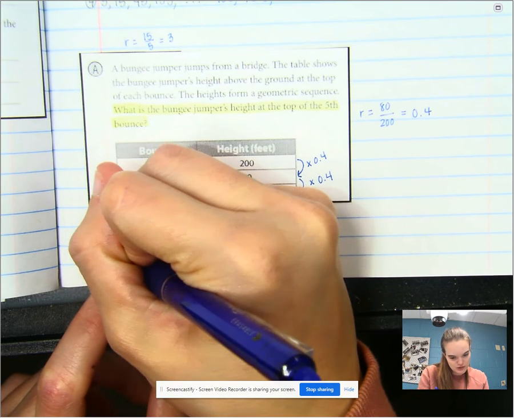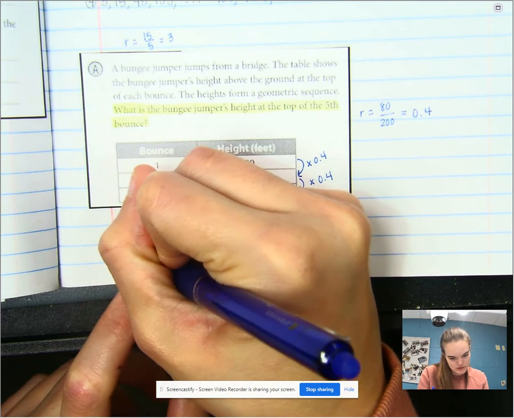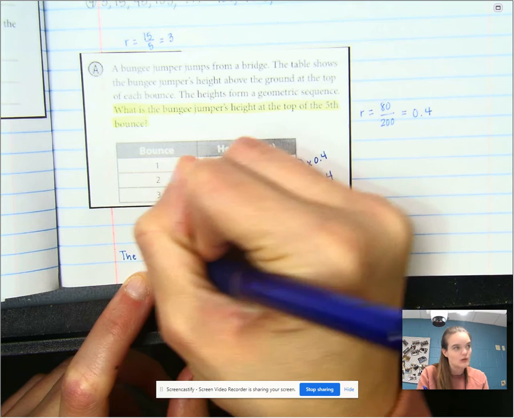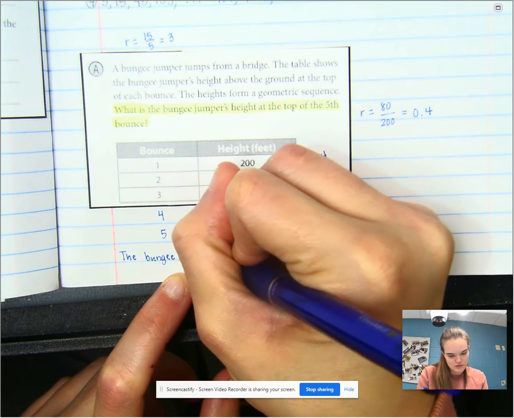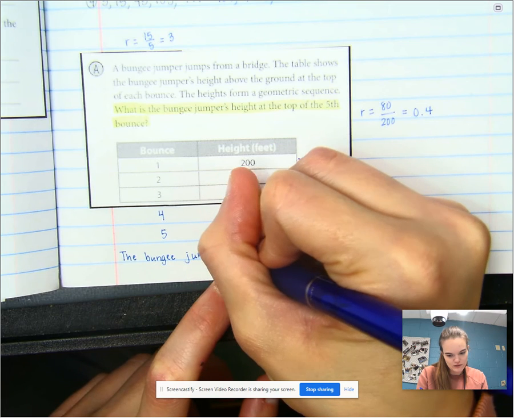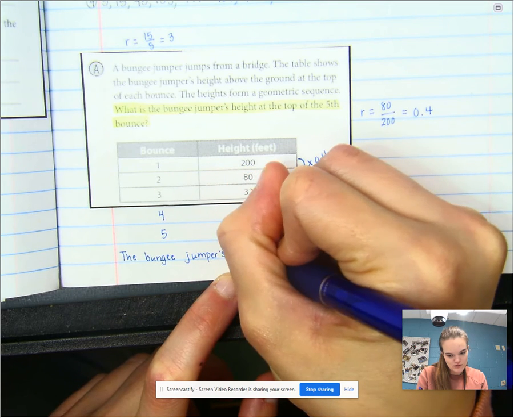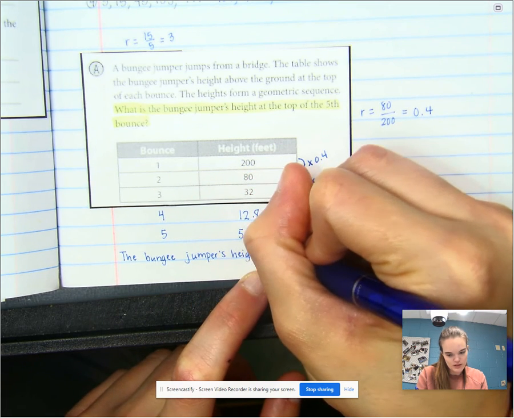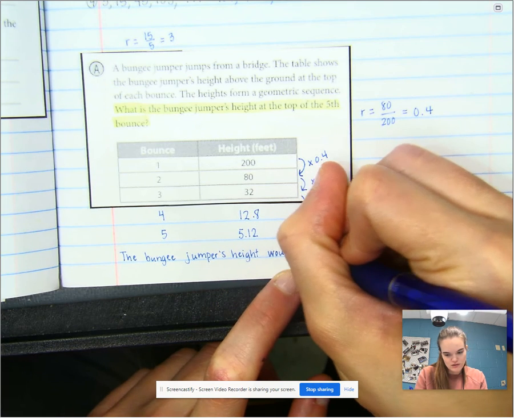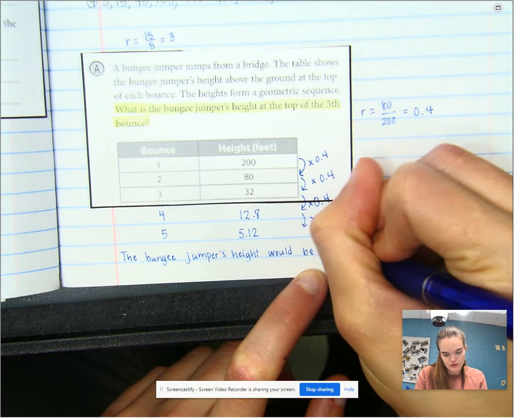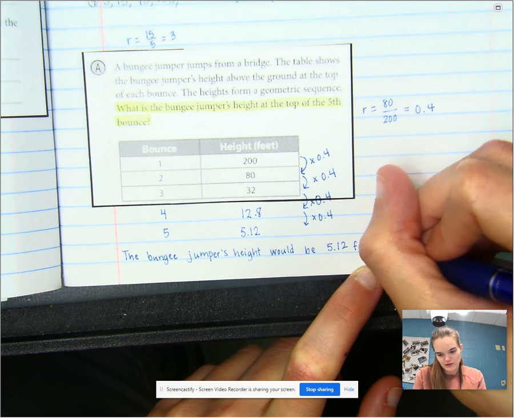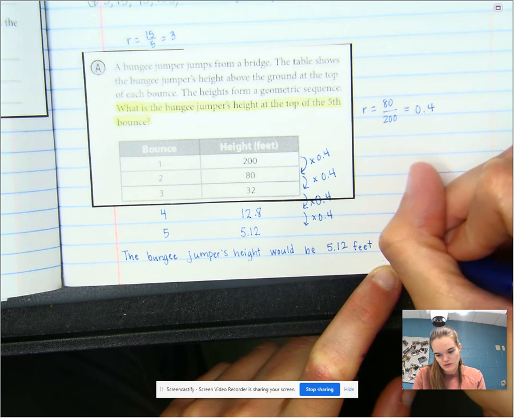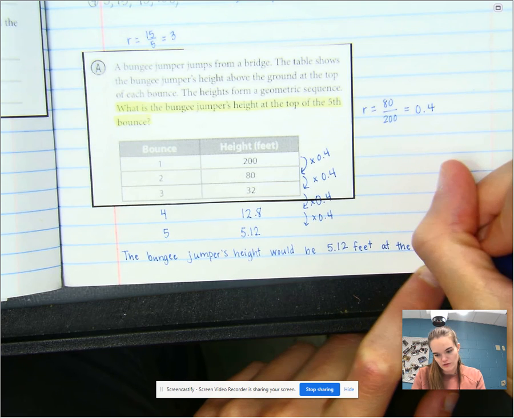The bungee jumper's height would be 5.12 feet at the top of the 5th bounce.